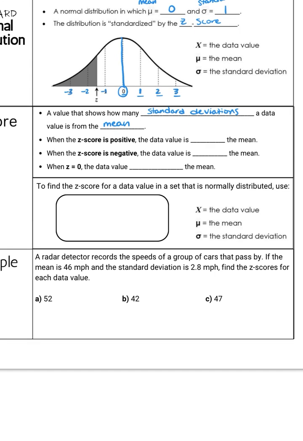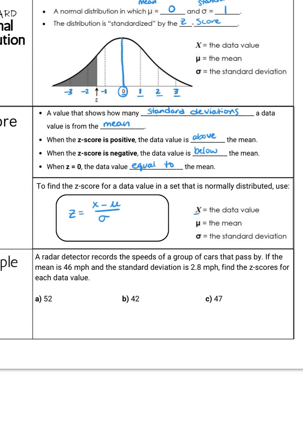When the z-score is positive, the value is above the mean. When it's negative, it's below the mean. When it's equal to 0, the data value is equal to the mean. So there's a formula that you can use to calculate z-score. It's z equals x, which is the data value you're talking about, minus mu, which is the mean, divided by sigma, which is the standard deviation.